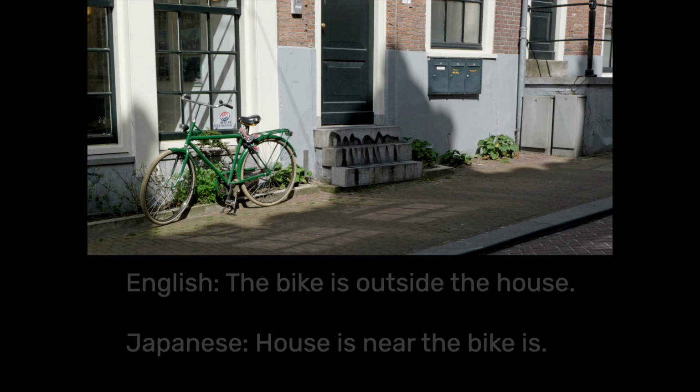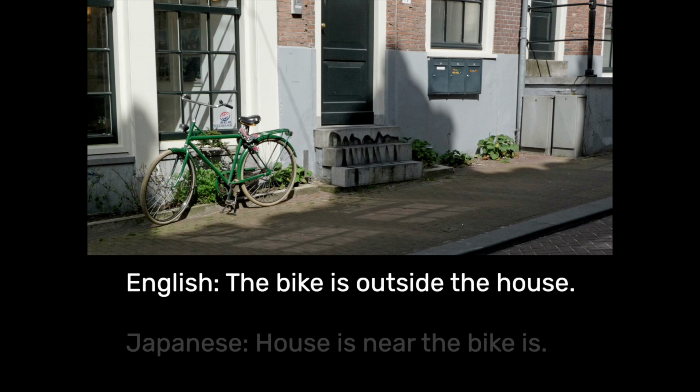Okay, so different languages package information in different ways. So if you consider a scene where there's a bike parked outside a house, as an English person, we would probably describe that picture by saying something like the bike is outside the house or the bike is near the house, something like that. Where the word bike, the key object in that picture, comes first in the sentence, and then the background information, the house, comes later.